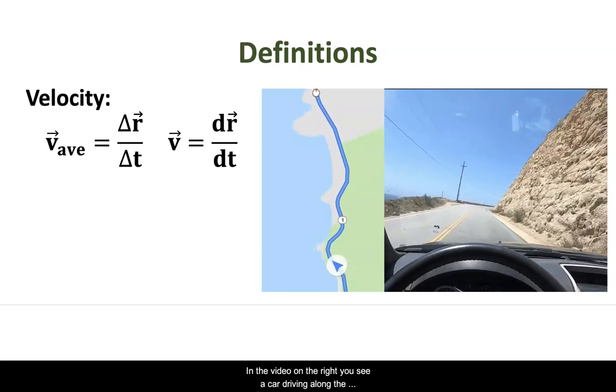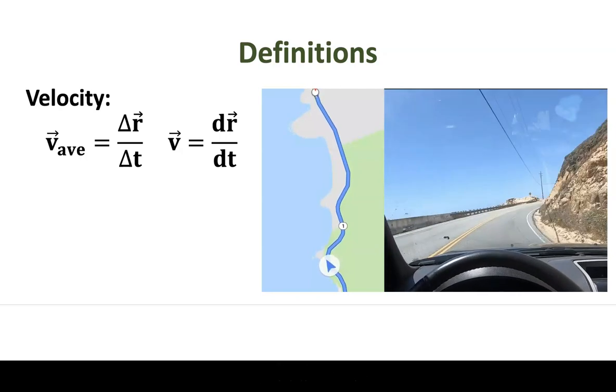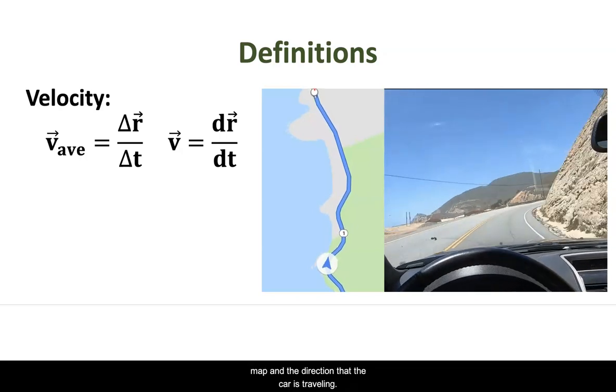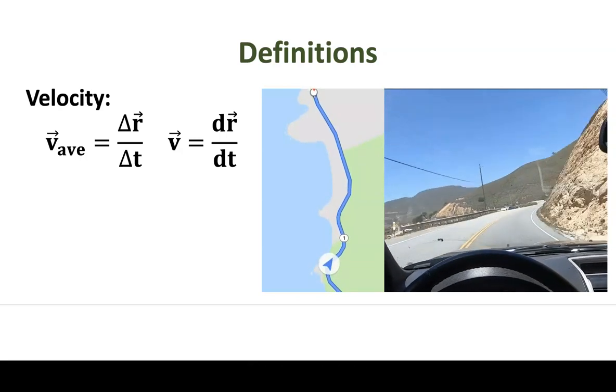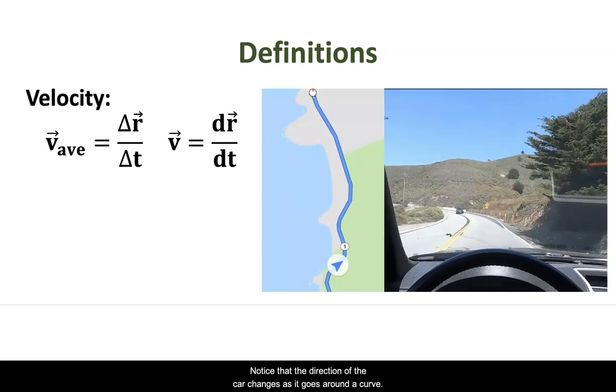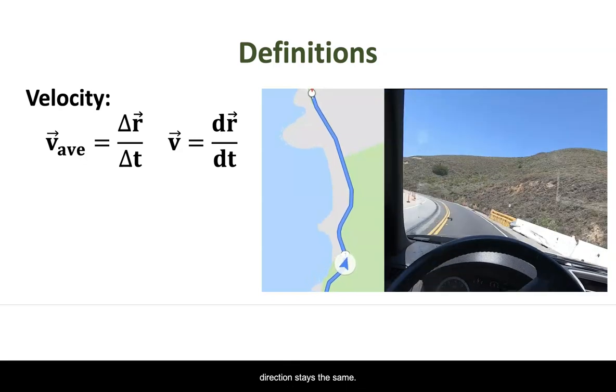In the video on the right, you see a car driving along a highway at constant speed. The left side of the video shows the car's position on a map and the direction that the car is traveling. Notice that the direction of the car changes as it goes around a curve. When the car is traveling along a straight section, the direction stays the same.